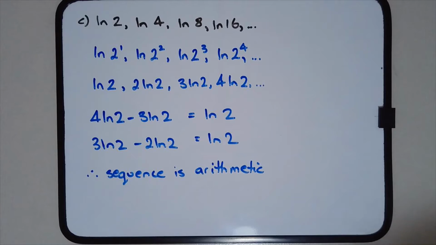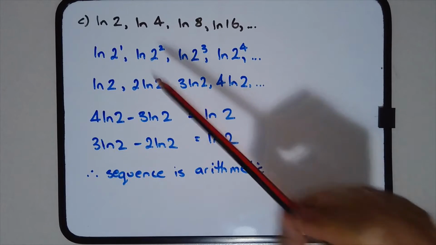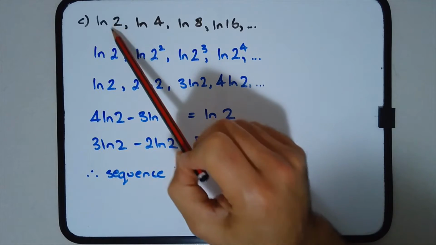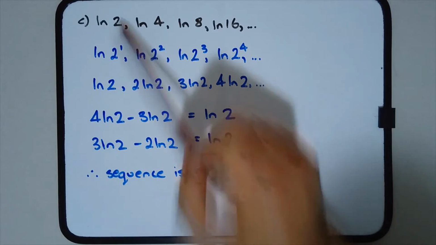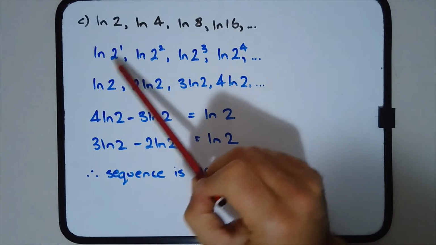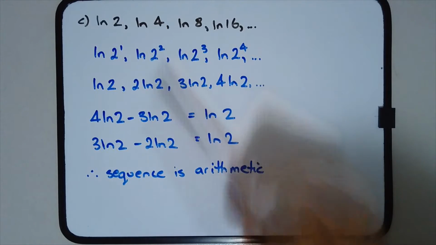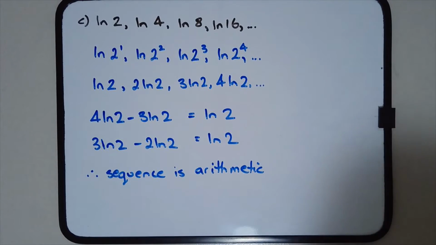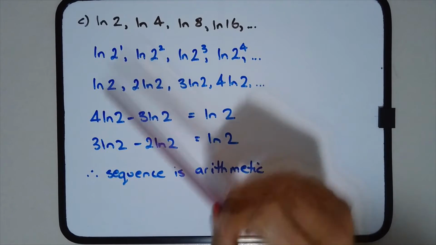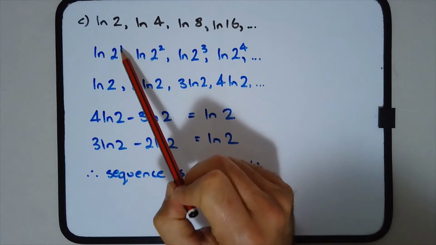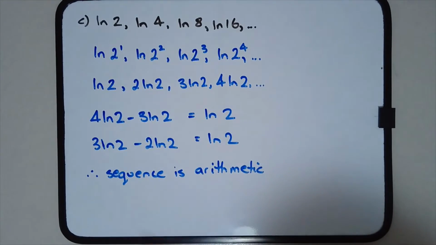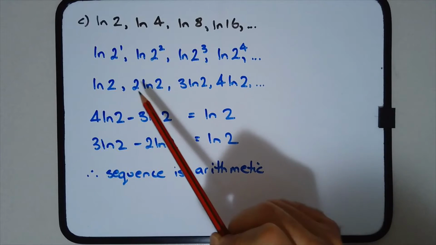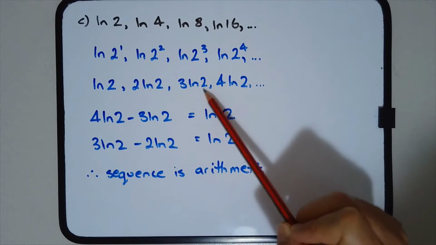However, using one of our logarithm laws, in fact law number 3, we express the number inside the logarithm as a power. So 2 is 2 to the power of 1, 4 is 2 to the power of 2, 8 is 2 cubed, and 16 is 2 to the power of 4, of course, and so on. Applying log law number 3, where we take the index and bring it out to the front, this sequence can be rewritten as ln of 2, 2 ln of 2, 3 ln of 2, 4 ln of 2, and so on.